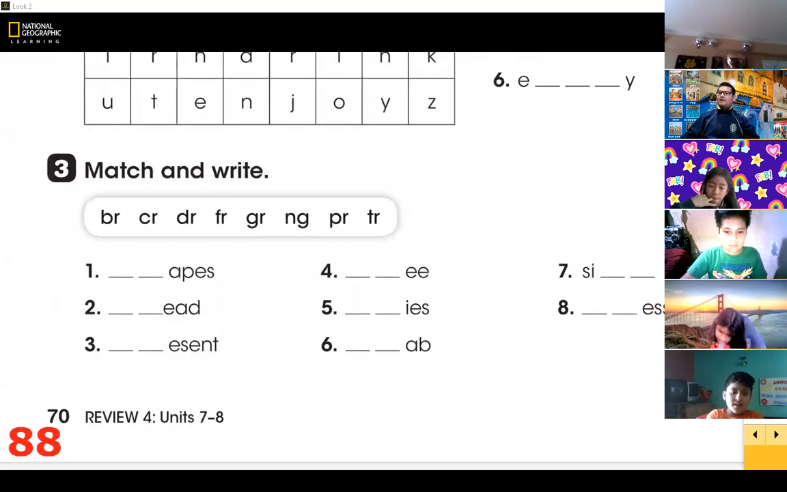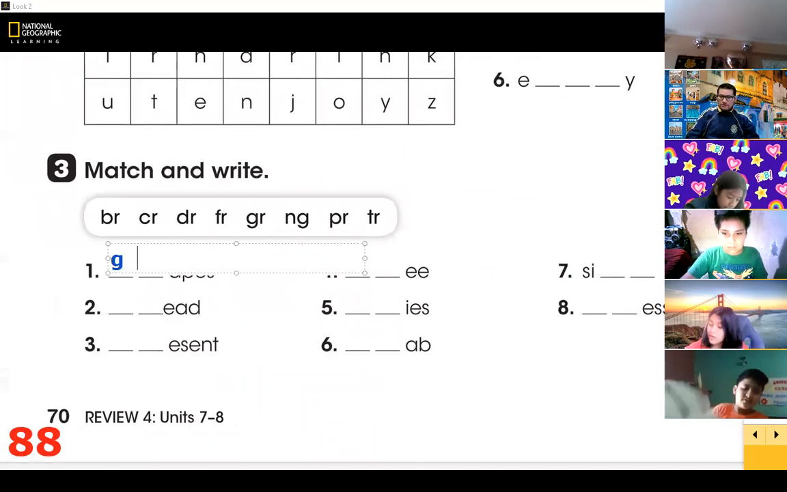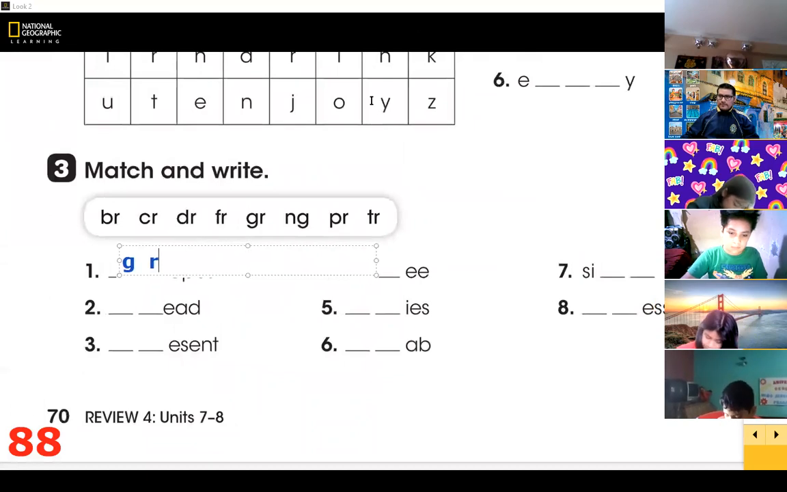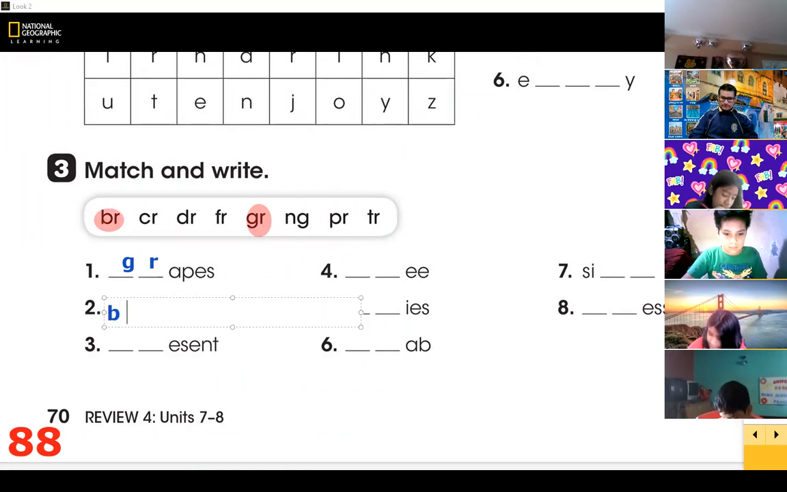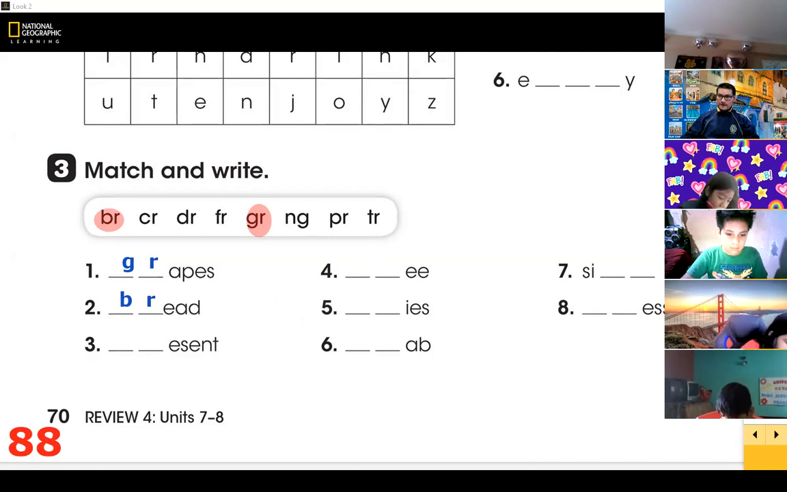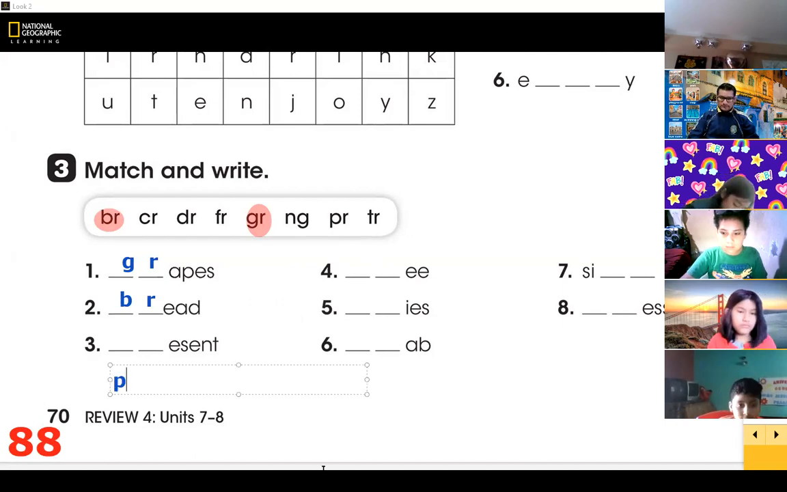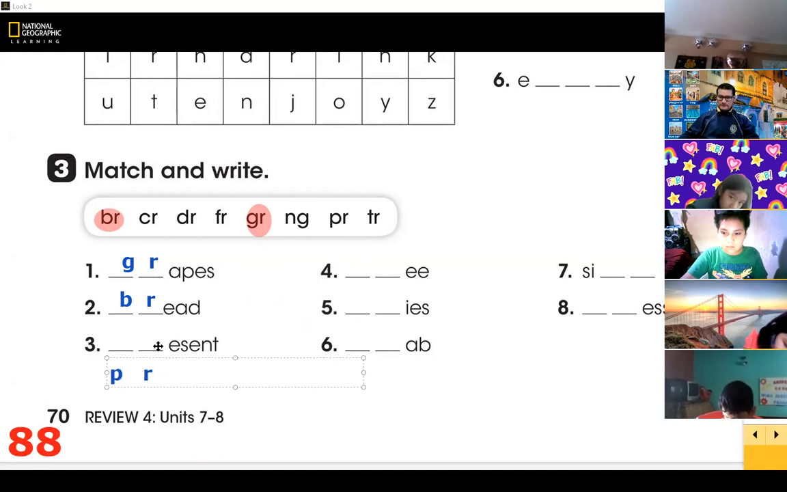What is number one? Oh, two grapes. Grapes. This is the sound gra. Grapes. What about number two? Bread. That's right. Bread. We have to do this. Number three, present. Oh, what's number three? Present. Oh, excellent. Number three is present. Let's do this. Okay, this is number three. Present. Great. Yeah. What's number four?